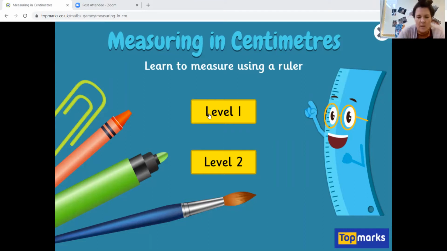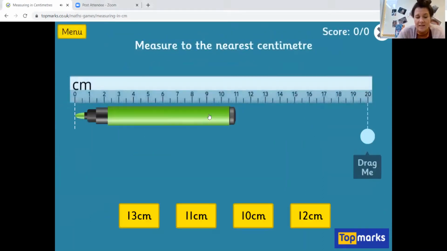Okay, so let's play level 1 to start with. And of course, you can play this. This could be part of your challenge today. Here we go. Oh, it looks like we've got a pen to measure there. So it's asking me to drag this here. So I'm going to drag here. We're going to find out how long this pen is. And then we've got some choices at the bottom. Oh, there we go. So I've dragged there.